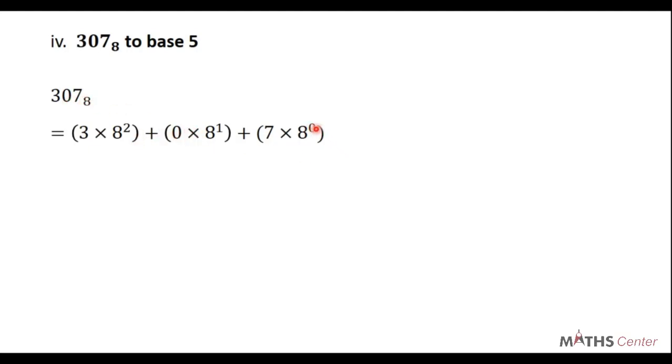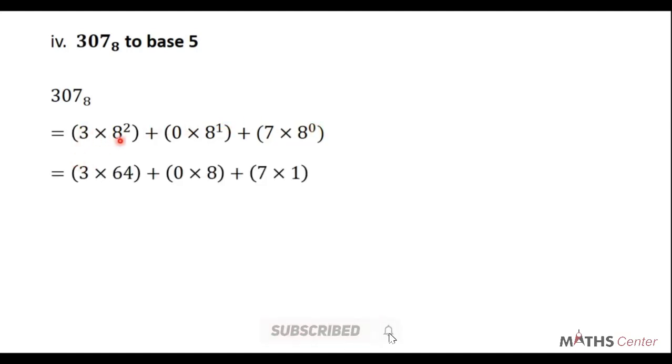So in converting it to base 10, we have 3 times 8 plus 0 times 8 plus 7 times 8. Then you order the powers. So we have 0, 1, 2. So you are going to have 3 times 8 squared, which will give us 64, plus 0 times 8 exponent 1, which will give us 8, plus 7 times 8 exponent 0, which will give us 1. So we have 3 times 64 to give us 192.